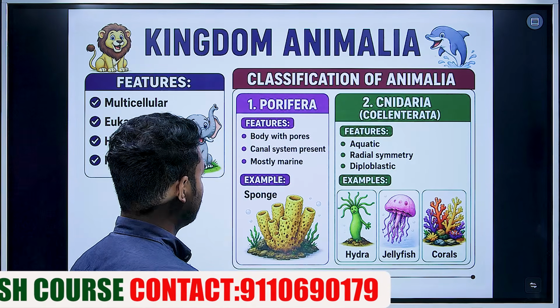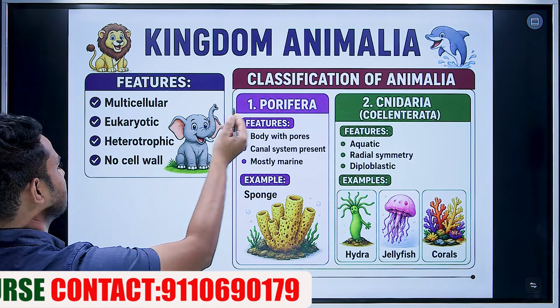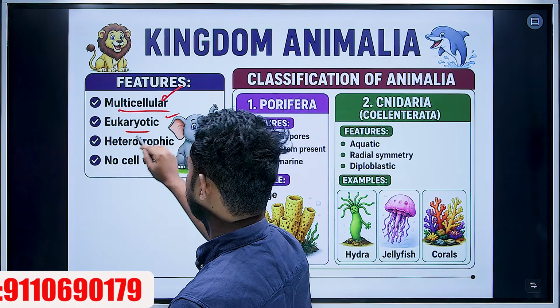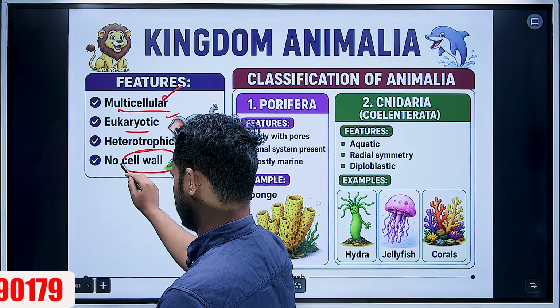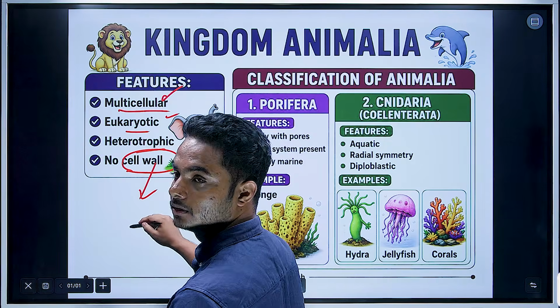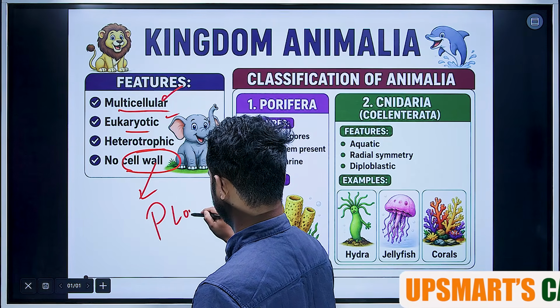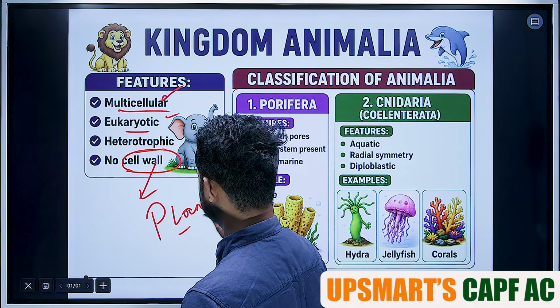Next is kingdom Animalia. I'll just give another brief recap. They are multicellular, eukaryotic, heterotrophic, with no cell wall. A cell wall will be present in plants, not in animals.